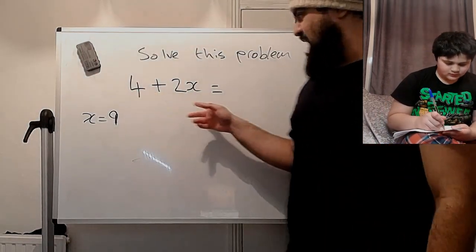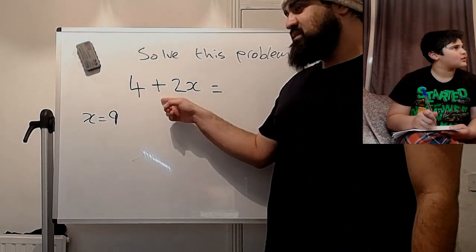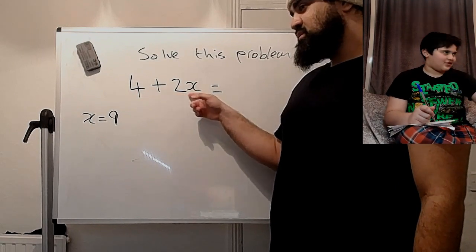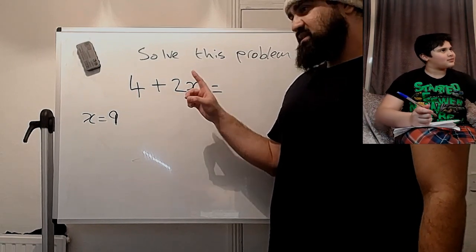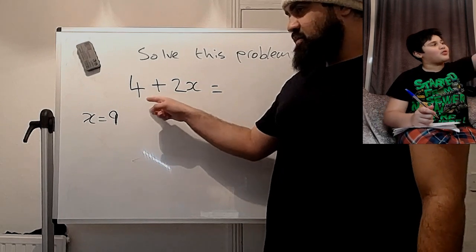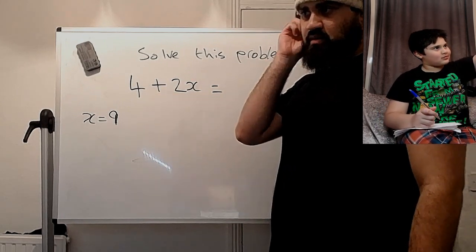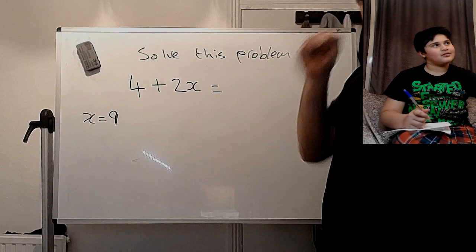So, explain what's happening here. You're doing 4 plus 2. Which is 6. Hold on, how is it 6? Oh, I'm not using the x yet. Oh, you're not using the x yet? Yeah.